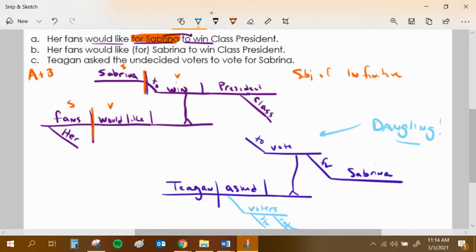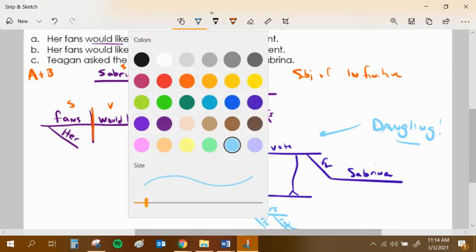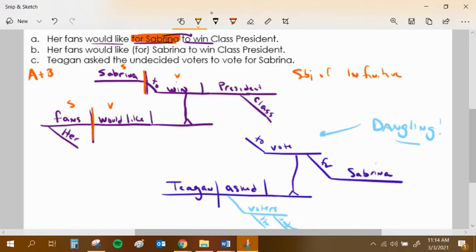The point of the sentence isn't that Tegan is voting for Sabrina. The point of the sentence is that he's asking the voters, these undecided voters, to vote for Sabrina. That's why when I draw it, I'm going to put mine in my favorite color of orange. I think undecided voters sits right up here as the subject of this infinitive. I blanked completely on how to write the word undecided. That's why there was a dramatic pause there. I think that's what it is.